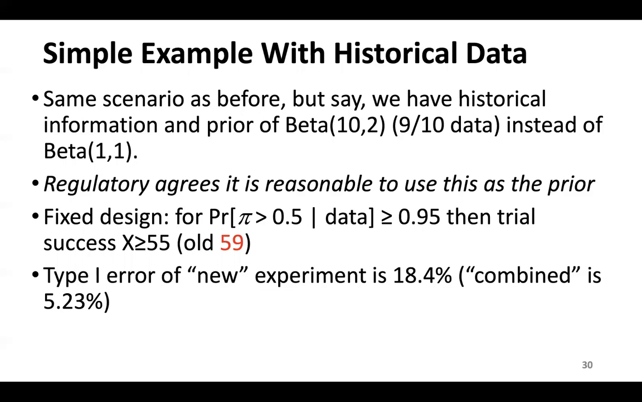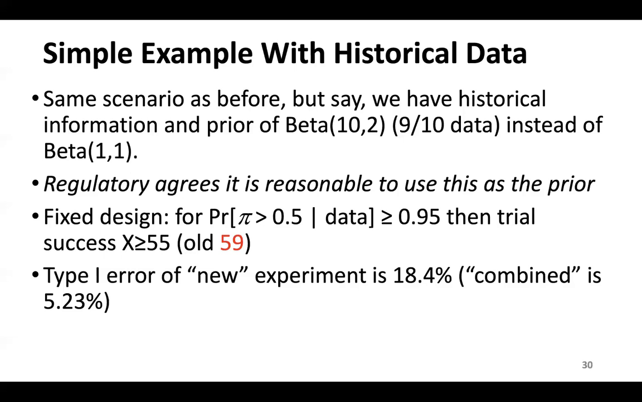Now, in order to have a probability of 95% that we're better than 0.5, we only need to see 55 successes in the next 100 patients. Remember, it used to be 59, but because of the 9 successes and 1 failure, that's lowered to 55. And the probability of getting 55 or more, if 0.5 is the truth, is 18.4%. The type 1 error of the new experiment is 18.4%.